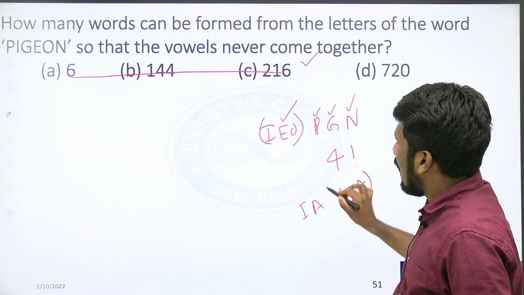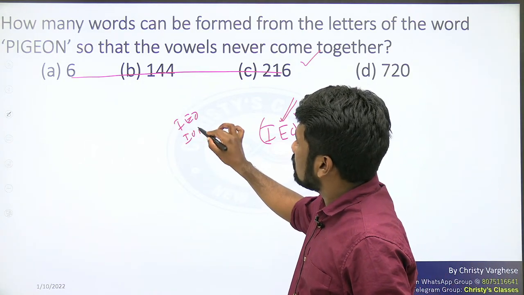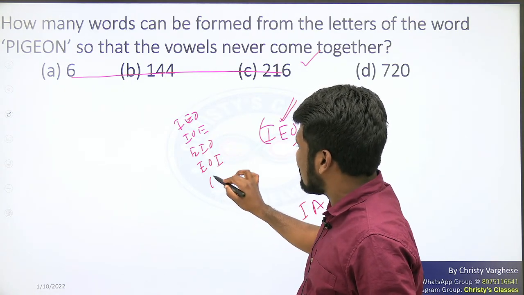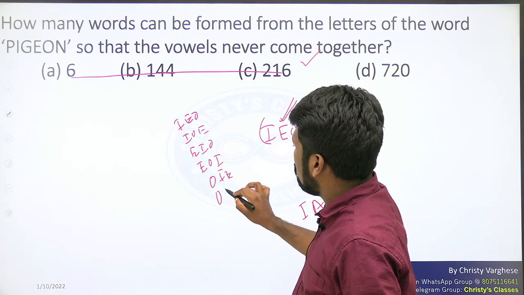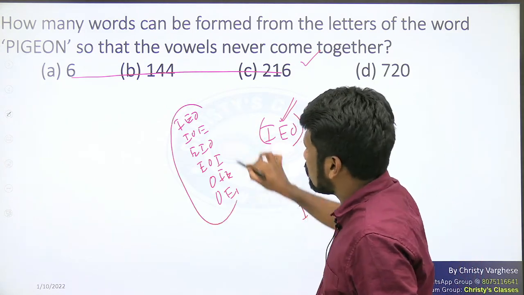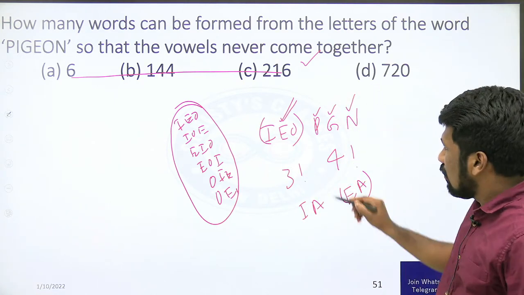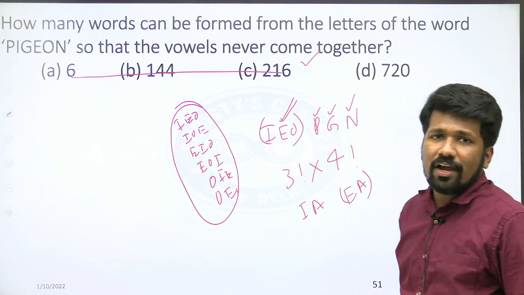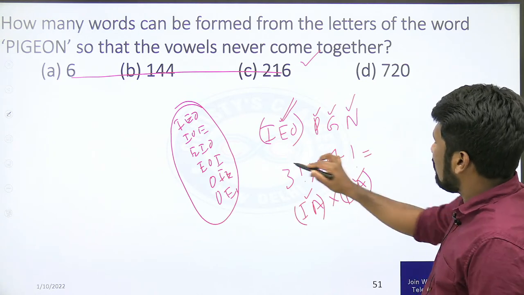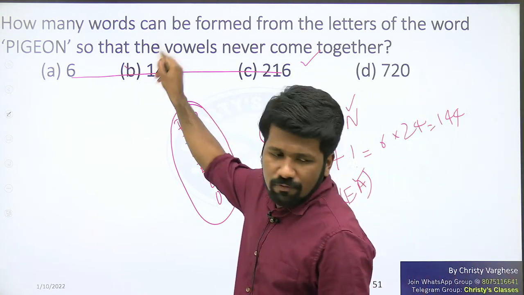Now internally, I, E, O can be rearranged among themselves as IEO, IOE, EIO, EOI. Don't list it out, I'm just telling for those who want the concept to be clearer. The A and T word we rearranged in 3 factorial ways, so this is also 3 factorial, 6 ways. So the internal arrangement will be 3 factorial ways. For each of the 3 factorial ways, there will be 4 factorial external arrangements. So you multiply internal by external. 3 factorial is 6, 4 factorial is 24. Multiplying, you get 144. So 144 will be the answer.